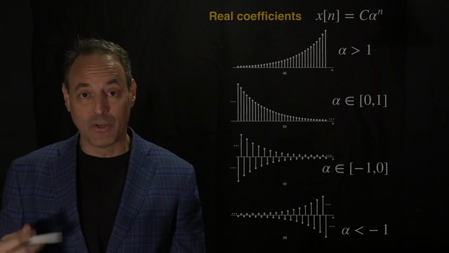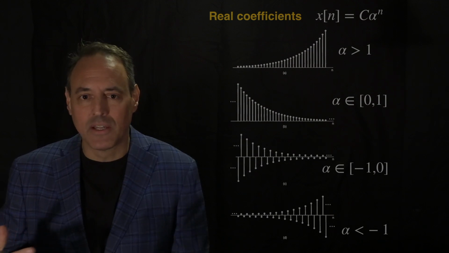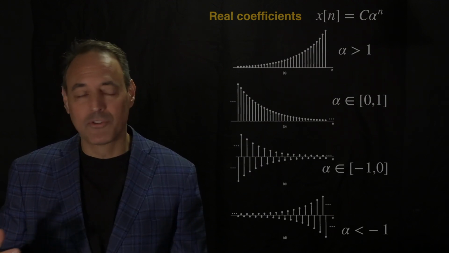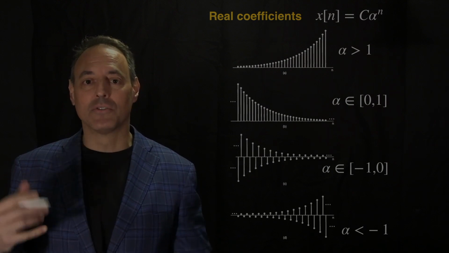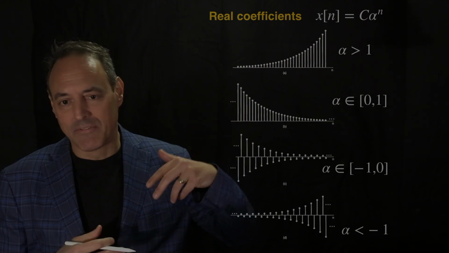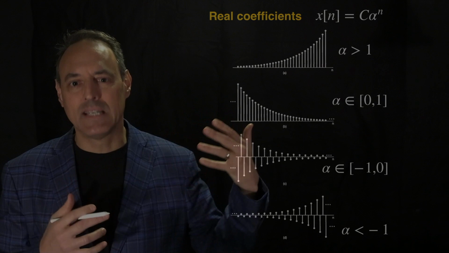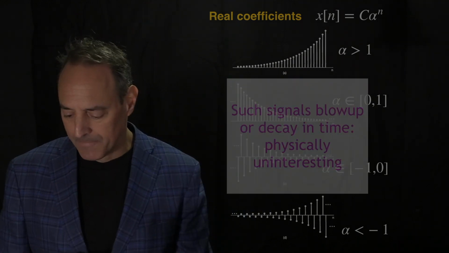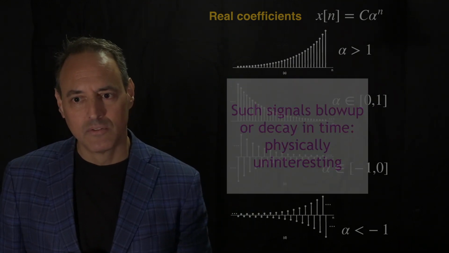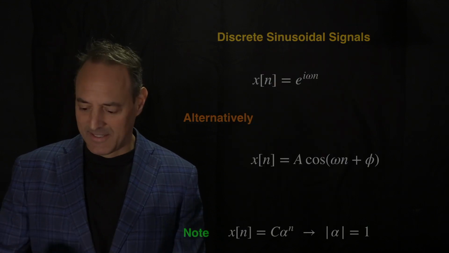And the absolute value of alpha being 1 is actually the case we're most interested in, because with these, either they go to 0 or they blow up. So very much like the continuous signals, where the real part is positive or negative, things go to infinity or 0. We're not as interested in this. We're interested in signals that persist over time. Okay? So we're not going to do much work with these. We're going to be more looking at these kinds of signals here.